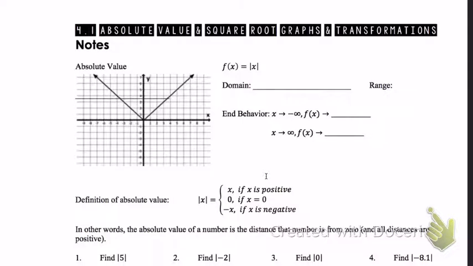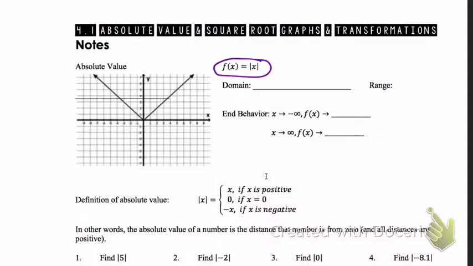So an absolute value makes a V. And it looks like it has the two vertical bars in between. Anytime that you have the two vertical bars, that means everything inside is going to end up being positive. So even if you have a negative in there, it's going to end up being positive.